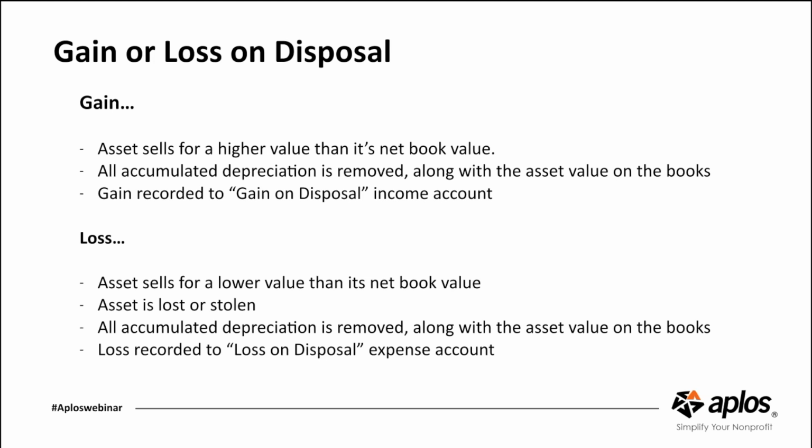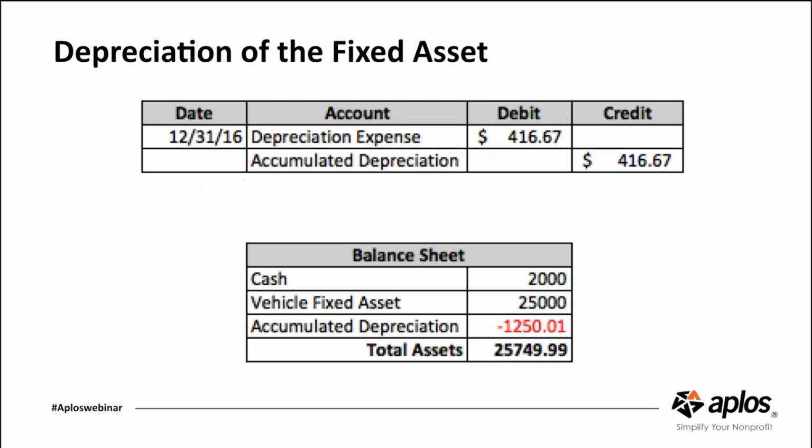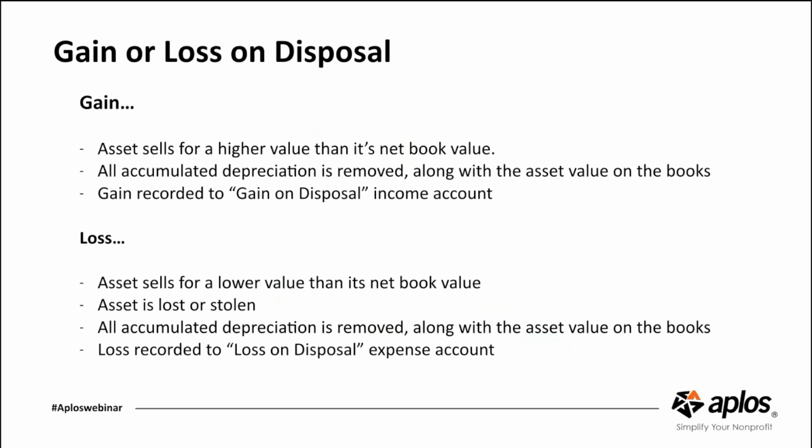A gain is recorded to the gain on disposal income account, which you set up earlier. A loss is the opposite. If an asset sells for a lower value than its net book value, so if I sold this car for $20,000, well, my net book value is $23,000 and change, and if I sold it for $20,000, then I just ate the cost of the remaining amount up to my book value. Also, if an asset is lost or stolen, it's like you sold it for nothing, right? So there is no cash. You didn't get anything from it. It's just removed from your books.